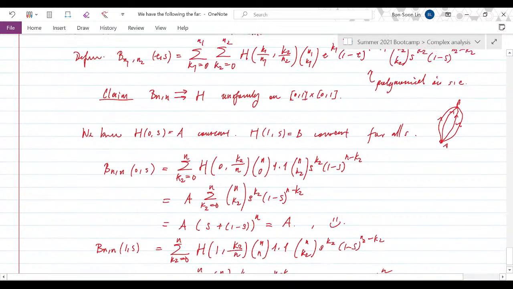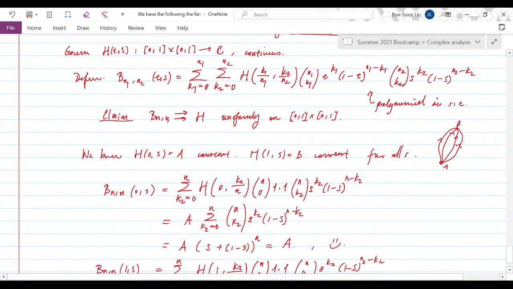So not just that this converges uniformly: if H is the homotopy which fixes these endpoints, the B's will also fix the endpoints.